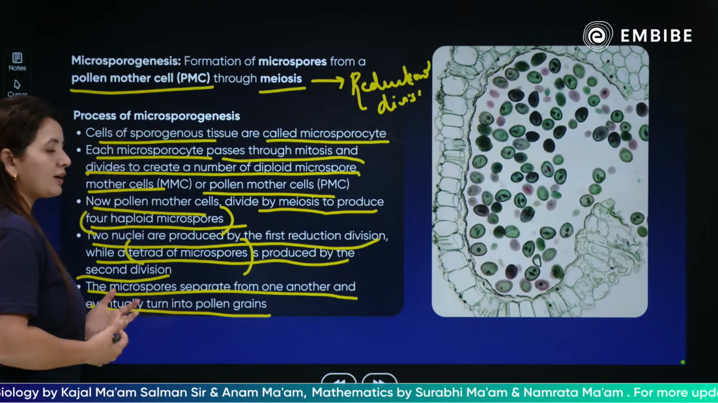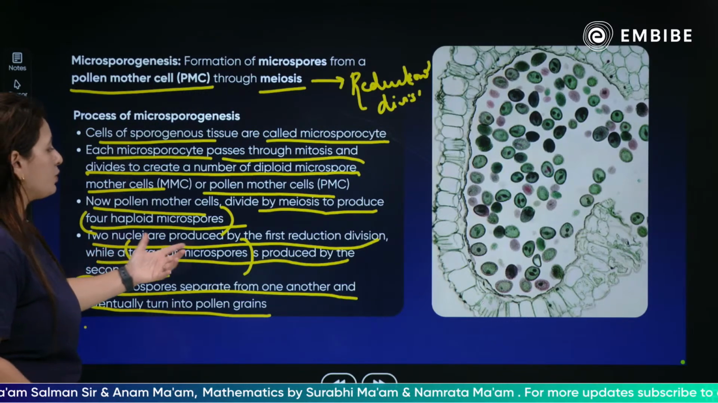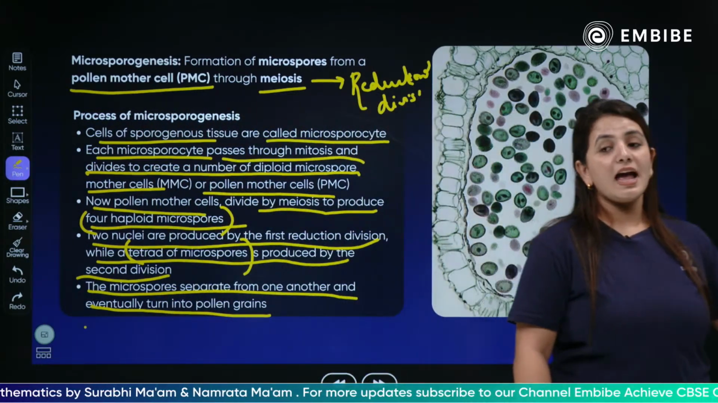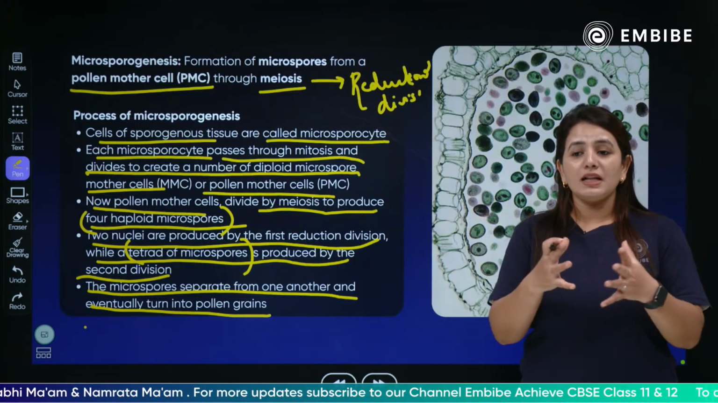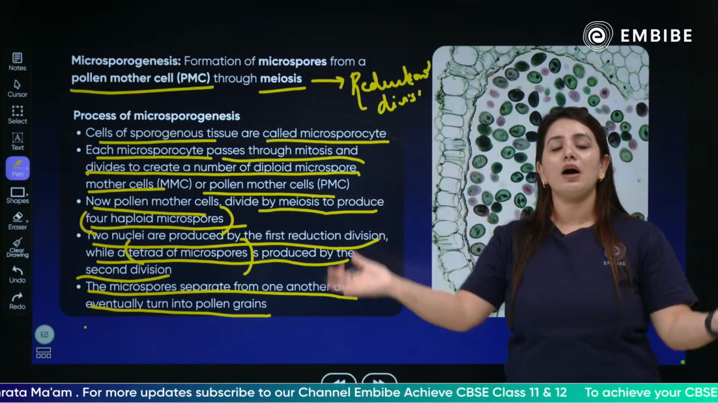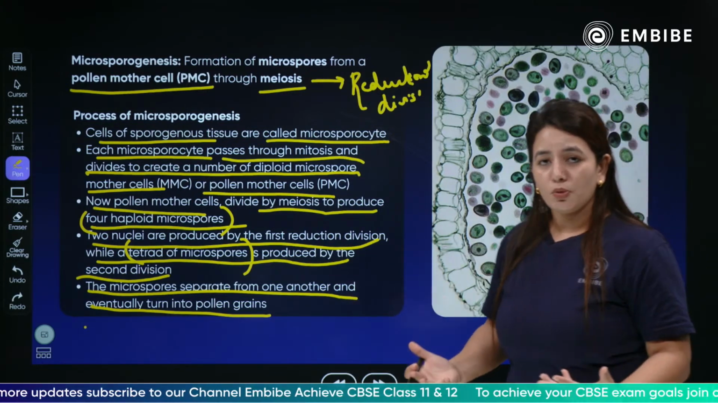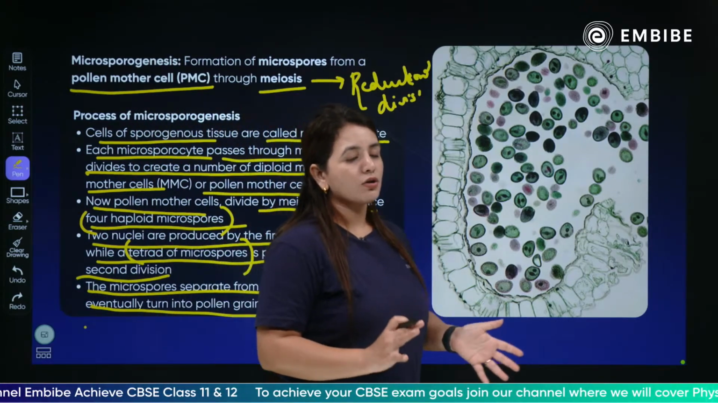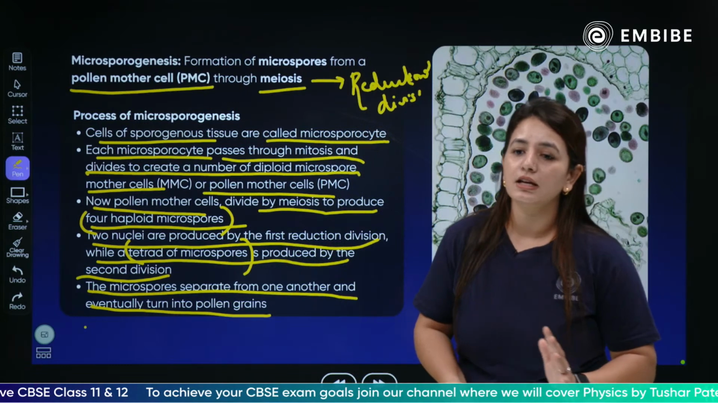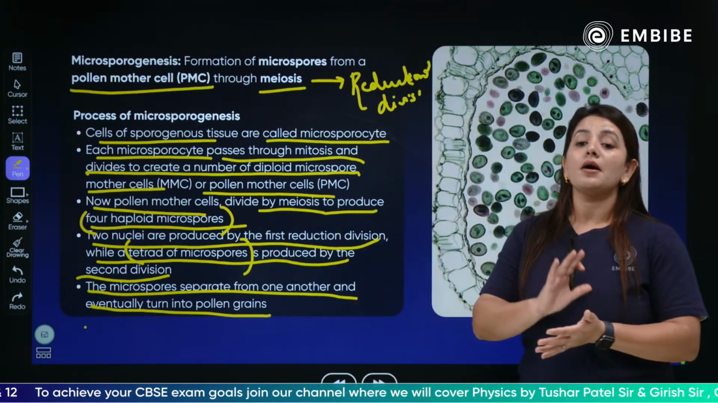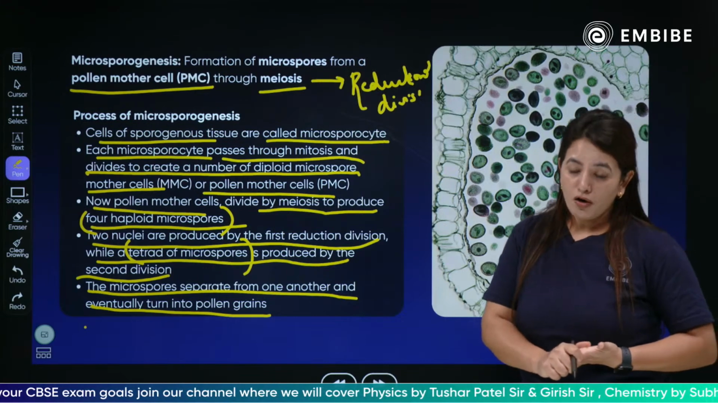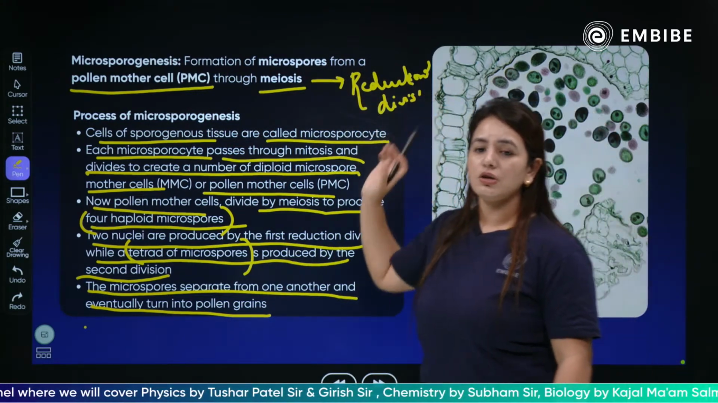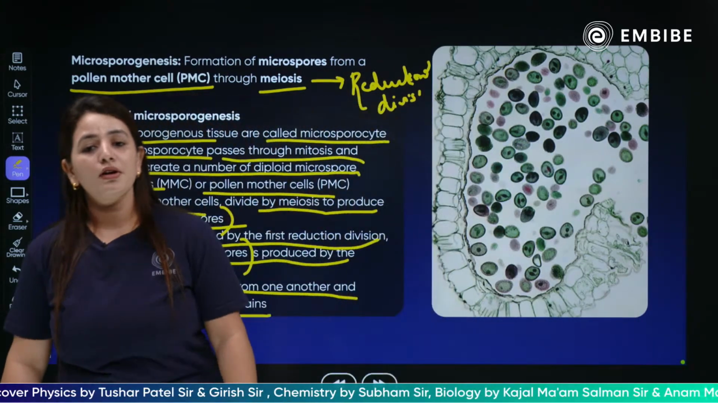After the microspores have developed, 2 nuclei are produced by the first reductional division and the tetrad by the second, and eventually these microspores separate and become individual pollen grains. This is microsporogenesis: the formation of microspores from the pollen mother cells through the process of meiosis.